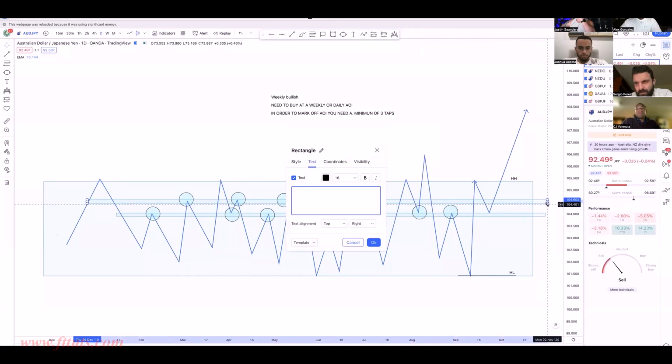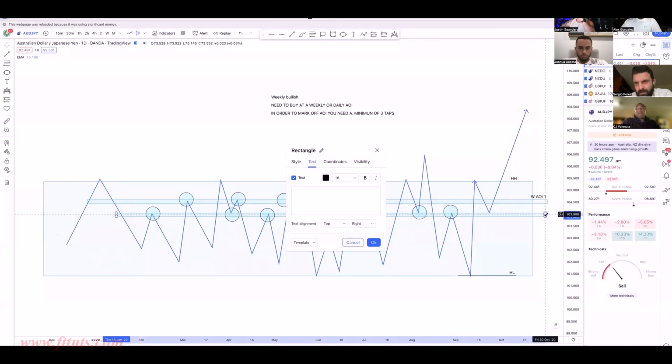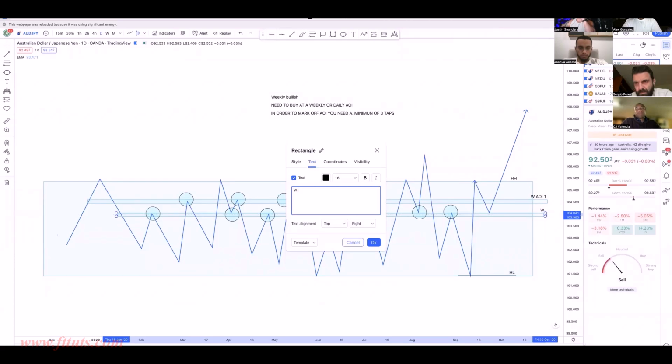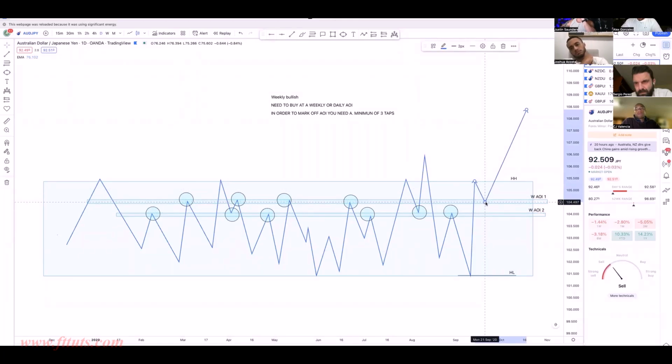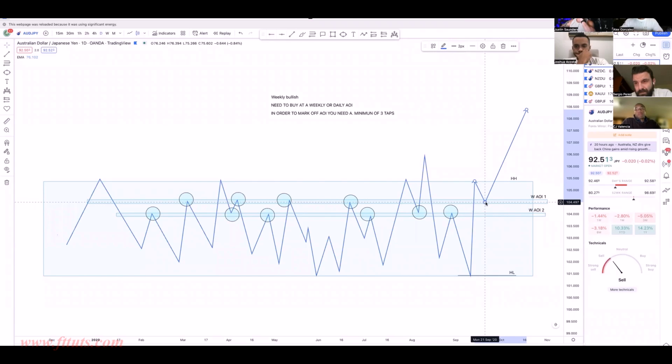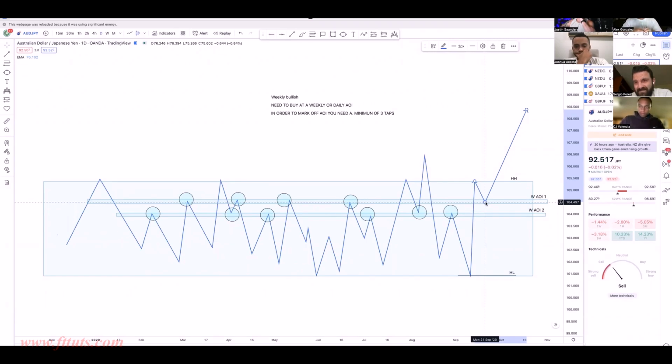So this would be weekly area of interest 1. This would be weekly area of interest 2, meaning whenever price retraces into this spot, we want to apply the strategy. I still haven't taught you guys my strategy. All I'm teaching you right now is just how to read the market. That's all I've been doing so far, getting you to properly understand market structure. This is just how to understand it.